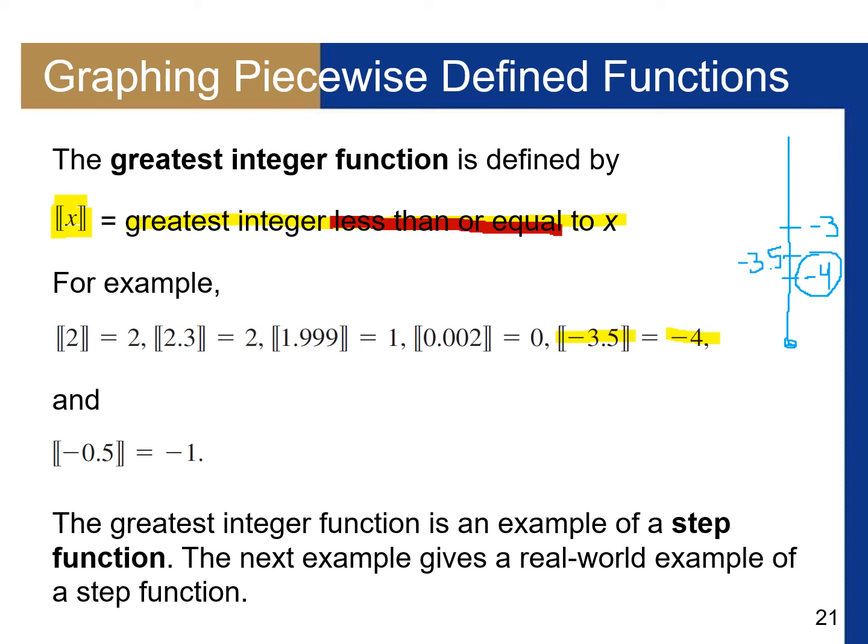And finally, if I have, what's the greatest integer of negative 0.5? The greatest integer that's less than or equal to negative 0.5 is negative 1. So the greatest integer function is an example of what we call a step function, and it gets that name because it looks like a set of steps.